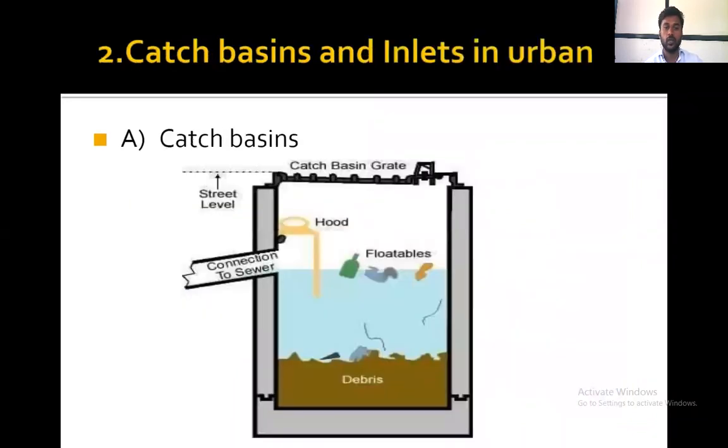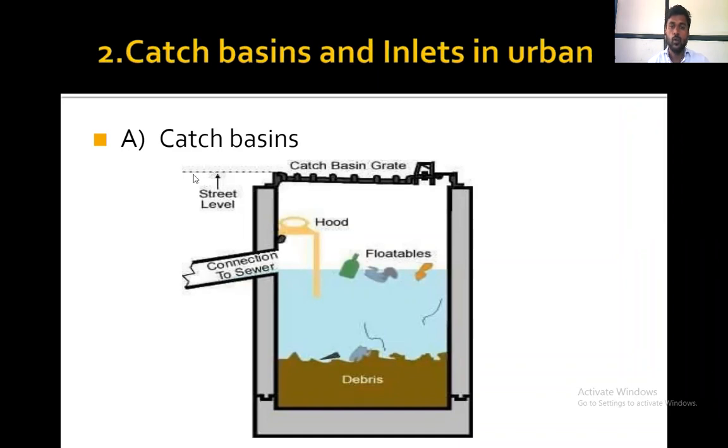Okay, now our second case is providing the catch basin and the inlets in urban areas. You might have observed when you are traveling on the road, many a time the drainage system is provided under the road. Whatever water is coming on the road is collected by the catch basin and transferred to the drainage. So how the catch basins are designed, you can observe here.